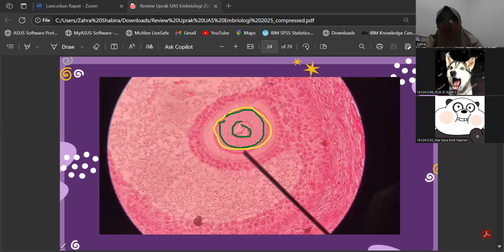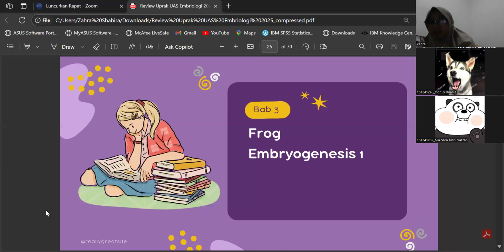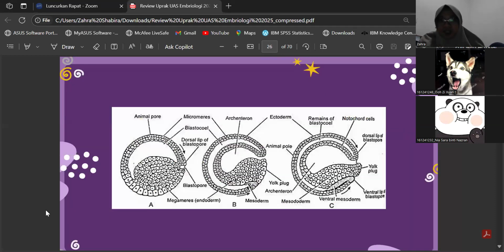Okay, I think this is the last one. Last is embryogenesis. Okay, it's true. So we get into the third chapter from embryogenesis 1. Here we recall again from the picture that showed A, B, and C. This is early yolk plug. This is the process from early yolk plug to late yolk plug. The C one.